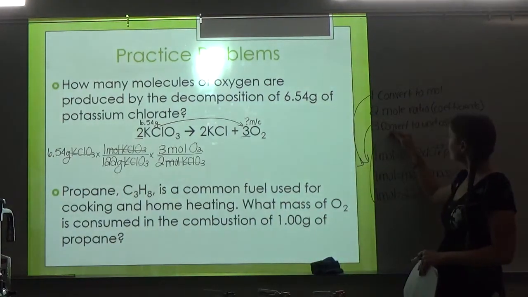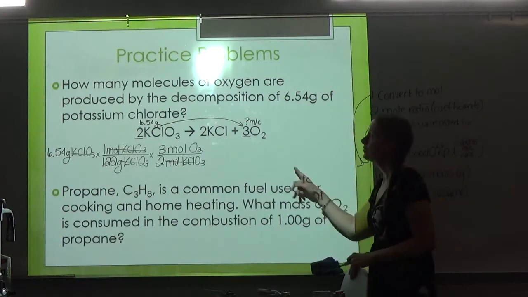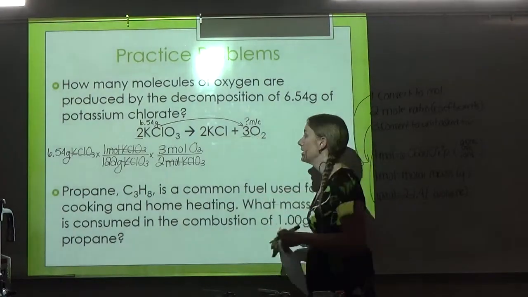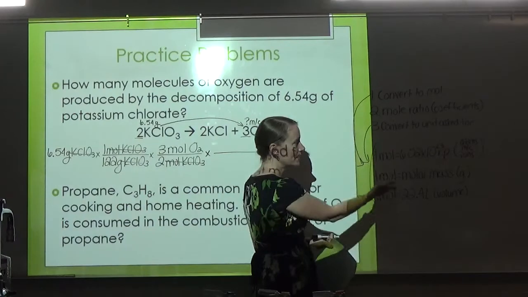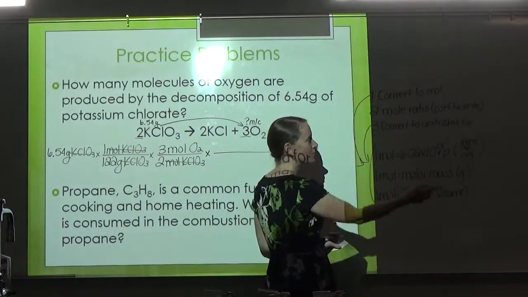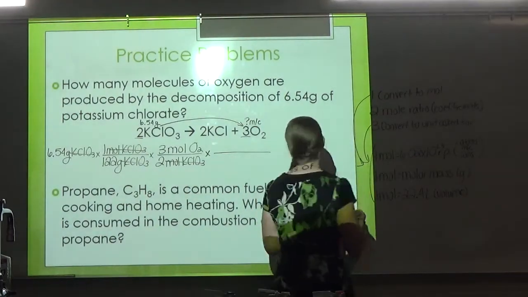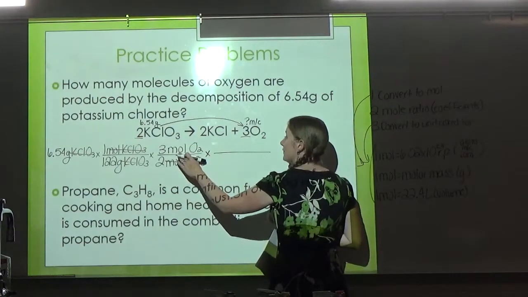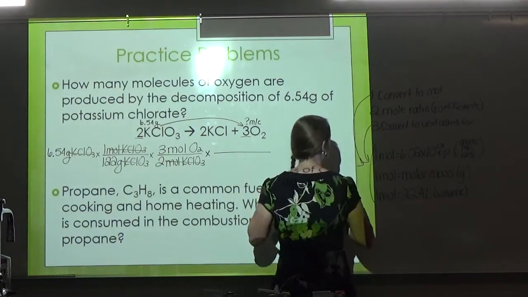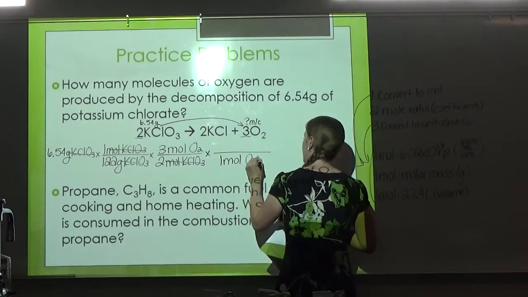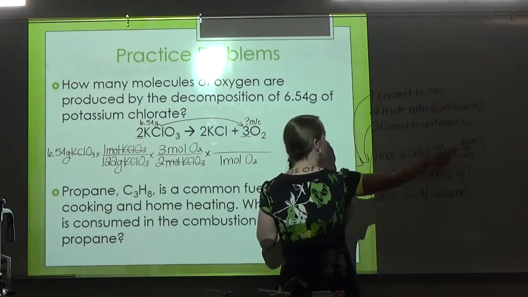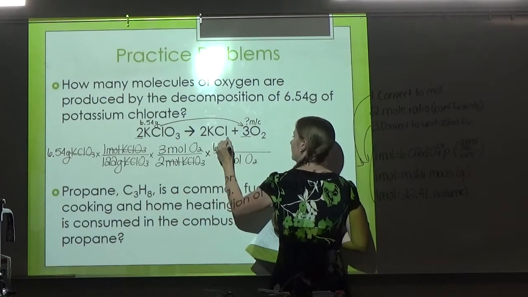So then I move on to step 3, convert to unit asked for. Well, I asked for molecules. So I need another step. So I pull one of these. Which one helps me get to molecules? Avogadro's number, 6.02. So since I have the mole of oxygen on top, I'm going to put the 1 mole on bottom, and then the 6.02 molecules on top.